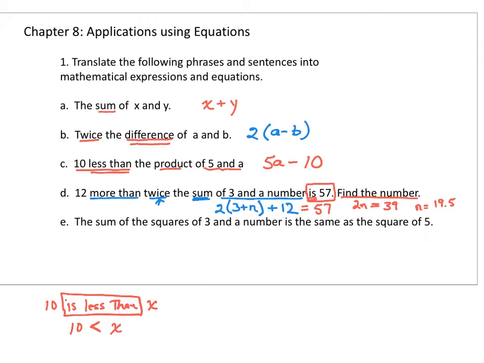So on that next one, we have the sum of the squares of 3 and a number. Okay, so the square of 3 and a number, we're going to add them together. So we need the square of 3, so that's 3 squared. And we're doing the sum of the squares of 3 and a number. So the squares of 3 and a number means I think I'm going to square the 3 and square the number. So that's 3 squared plus n squared. So that's now the sum of the squares of 3 and a number is the same as, there's our equal sign, the square of 5. So 5 squared.